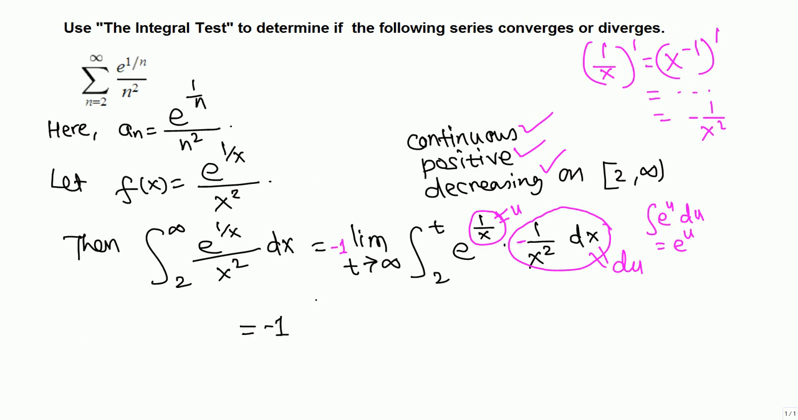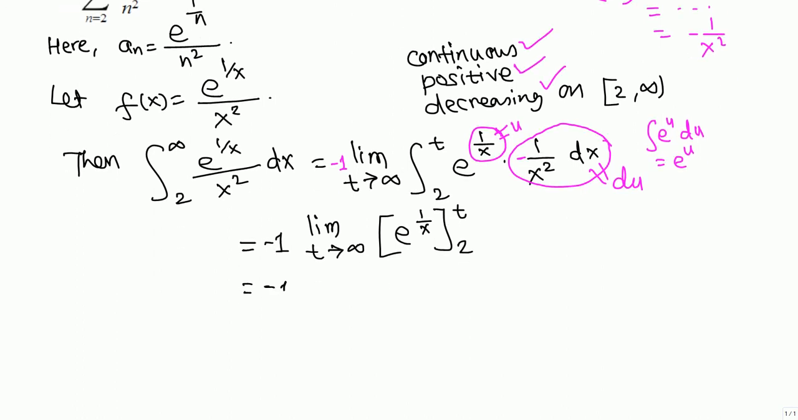Okay, so negative 1 outside, limit as t goes to infinity, the antiderivative of e^u du is e^u, u is 1 over x, and we want to evaluate from 2 to t. Let's evaluate this function at the upper limit minus the lower limit: negative 1, limit as t goes to infinity, upper limit replace x by t, so e raised to 1 over t, minus the lower limit e raised to 1/2. Okay, now let t go to infinity. When t is infinity, very big, 1 over infinity is 0, e raised to 0 is 1. So when t goes to infinity, e raised to 1 over t goes to 1. So negative 1 times this goes to 1 minus e raised to 1/2.